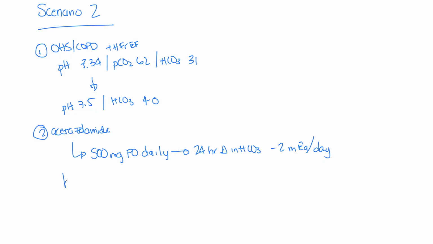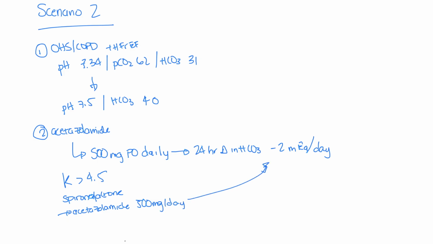Let's target a K greater than 4.5. Let's even consider spironolactone. And let's do acetazolamide. Let's give acetazolamide with the expectation that 500 milligrams per day will drop us by this amount. And then say that doesn't work, the next day we increase it to 500 BID or 1000 BID, and we can keep going as necessary in order to achieve our goal.